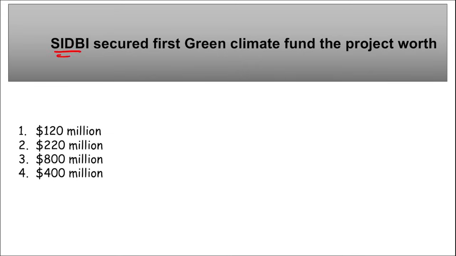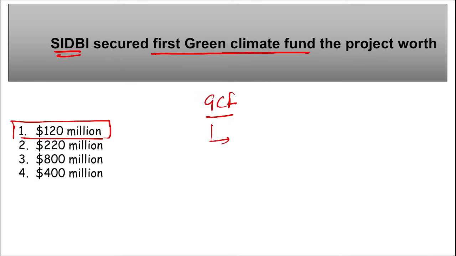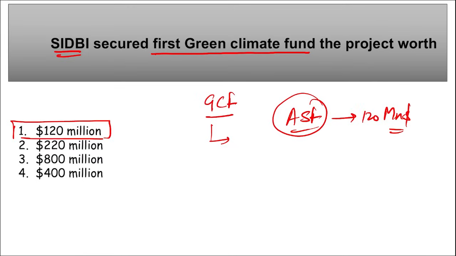Next is SIDBI. SIDBI secured the first Green Climate Fund. The project is worth how much? So SIDBI secured the first Green Climate Fund project that is worth $120 million. Right? It is $120 million, Green Climate Fund project. And this is known as Avana Sustainability Fund. This was valued at $120 million. So it is Avana Sustainability Fund valued at $120 million.